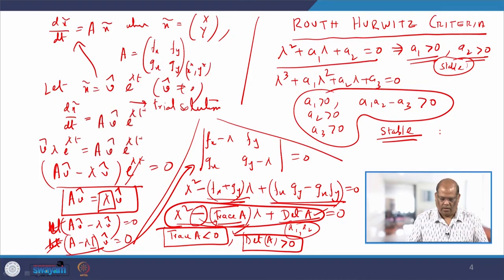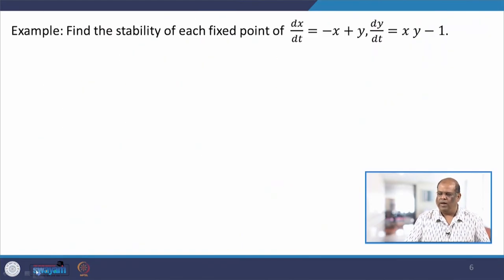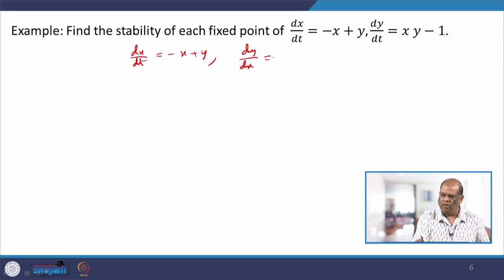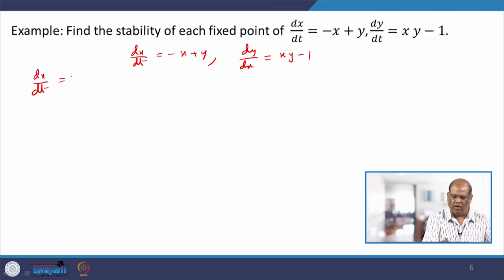So, let us move on to some example. You have to find the stability of the system dx/dt equal to minus x plus y and dy/dt equal to xy minus 1. So, the first thing is you have to find the point of equilibrium, and to do that you put dx/dt equal to 0 and dy/dt equal to 0.